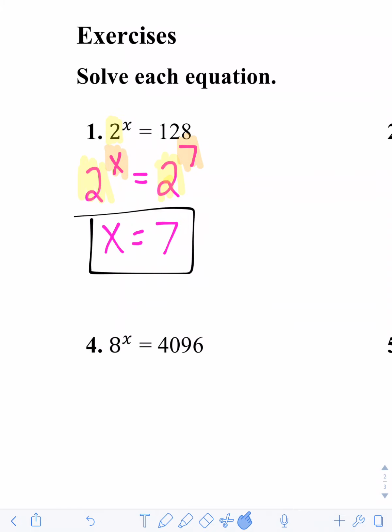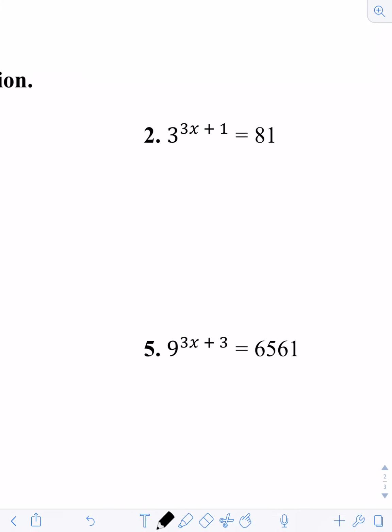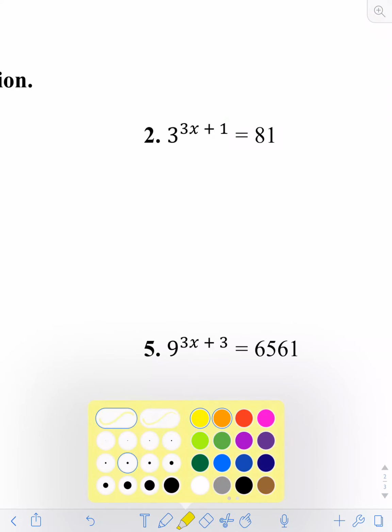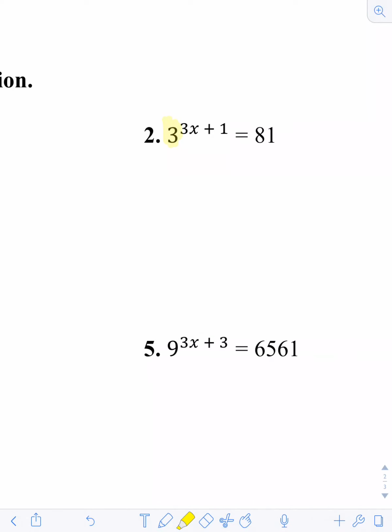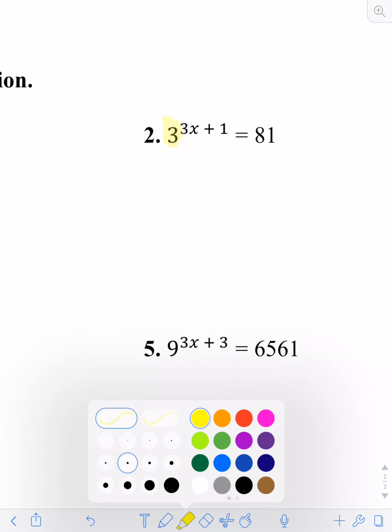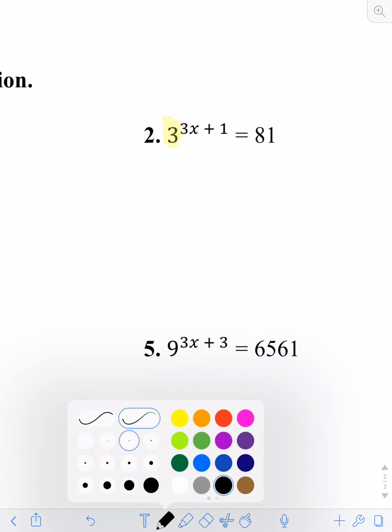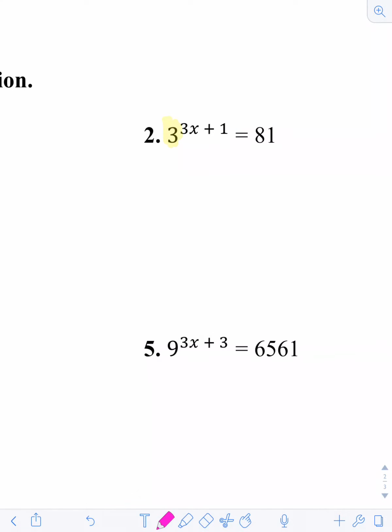Okay, number 2. So again, I'm going to look at my bases. My base here is a 3. So I have to figure out how I can get 81 to be 3 to the power of something. Here we have 3 to the power of 3x plus 1. Here you have 3 to the power of what? So again, just type in your calculator 3 to the power of 2, 3 to the power of 3, 3 to the power of 4, 3 to the power of 5, and so on, and see what you can get to be 81. And in this case, when you type that in, you'll get 3 to the power of 4.